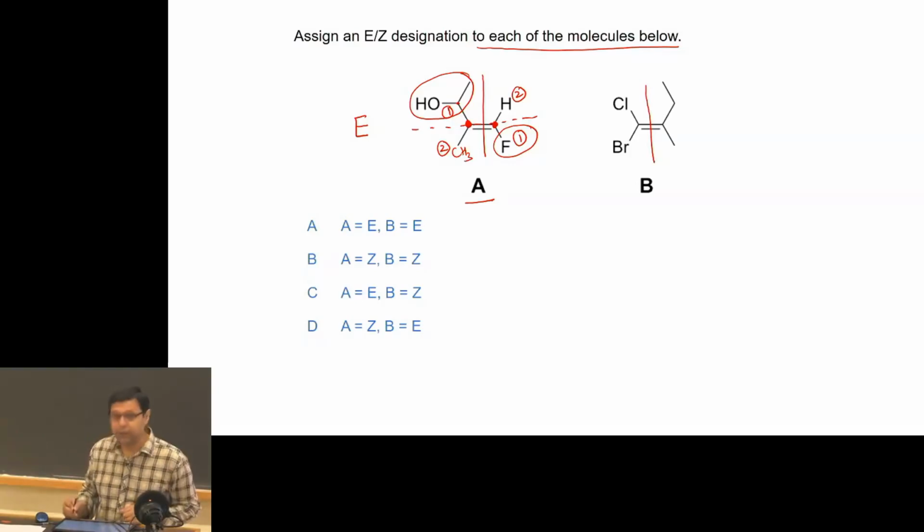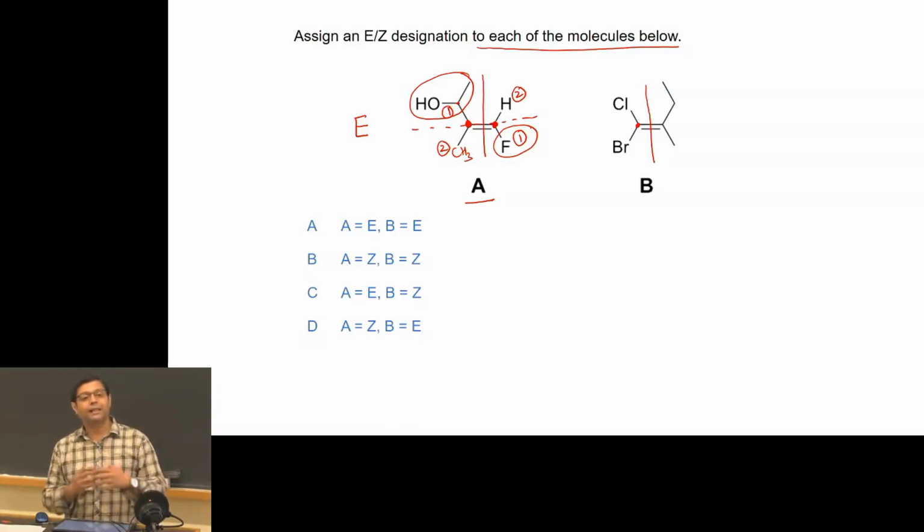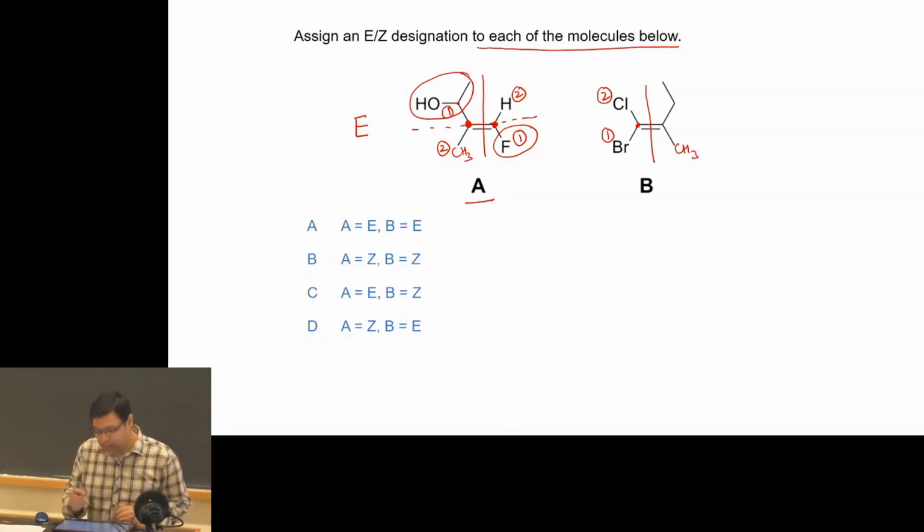Again, begin by drawing a perpendicular line. At this carbon, you have a bromine and chlorine. Bromine has a higher atomic number than chlorine, so this gets 1, this gets 2. This side you have a CH3, up you have a CH2, CH3. So for this carbon, CH2, CH3 gets priority 1, CH3 gets priority 2.